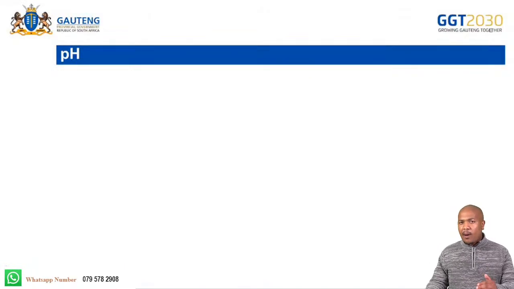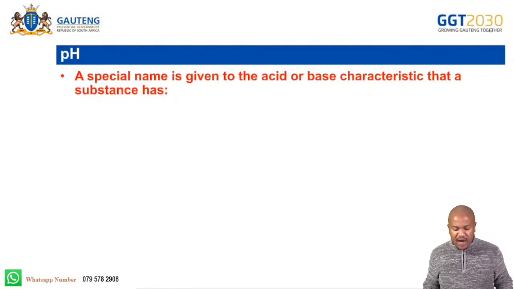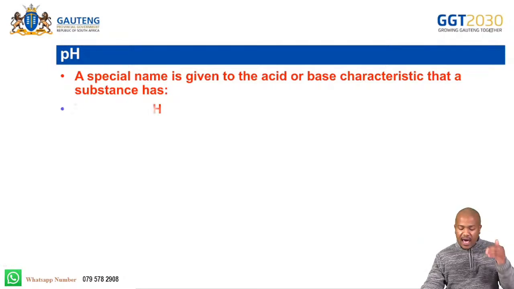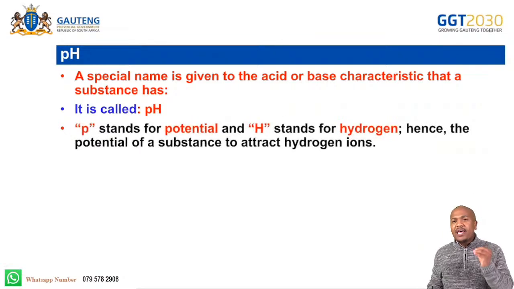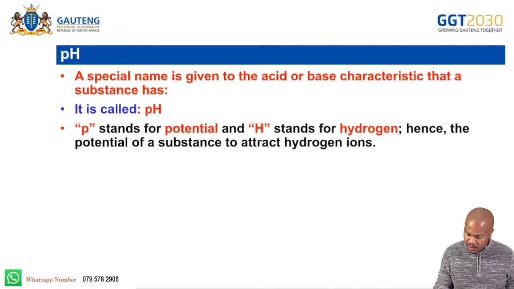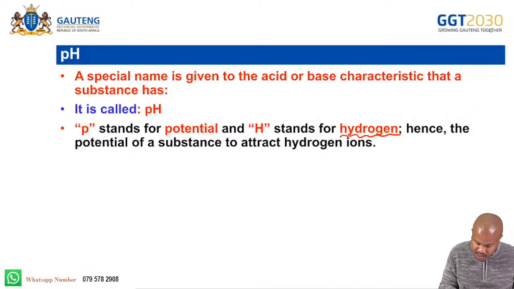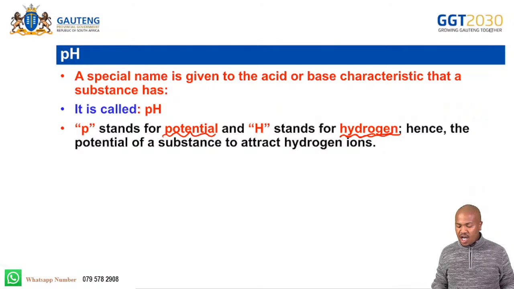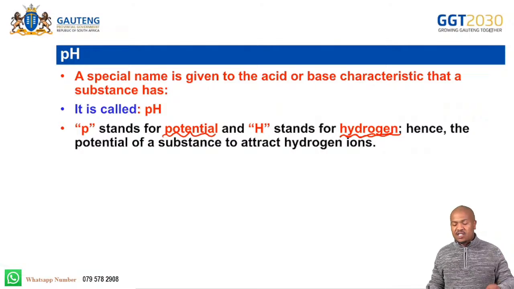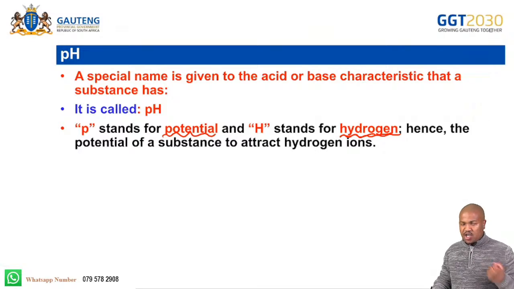Now, let's talk more about this pH. A special name is given to the acid or base characteristic that a substance has, and it is called pH. Let's unpack this pH. If you unpack the abbreviation, it stands for potential hydrogen. I think some of you are getting it now. The P stands for potential, the H stands for hydrogen. Hence, the potential of a substance to attract hydrogen ions.